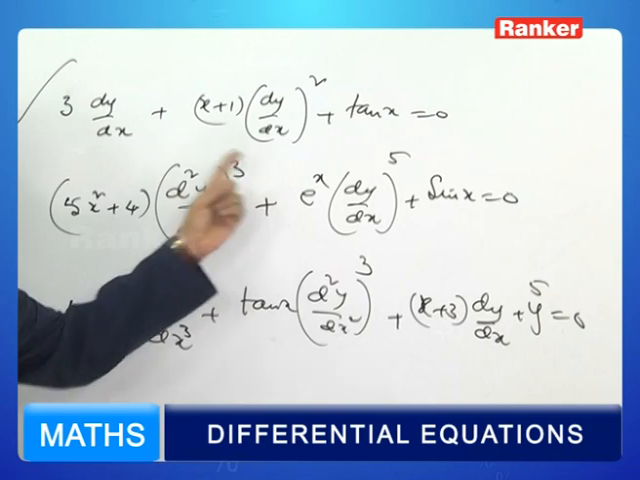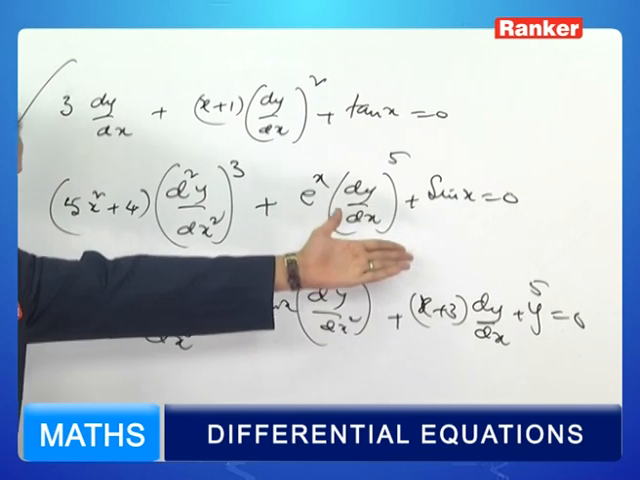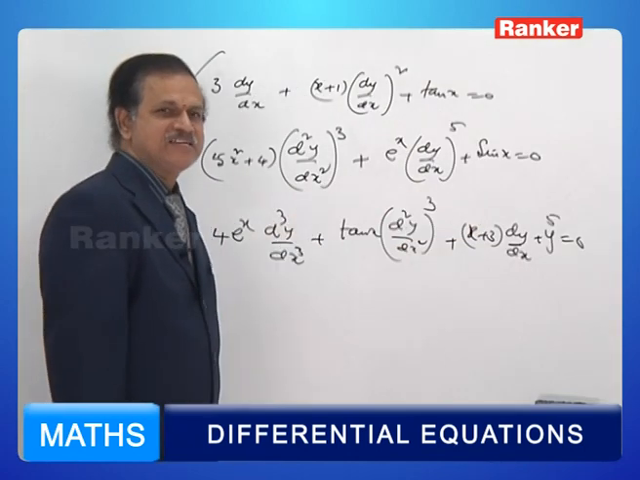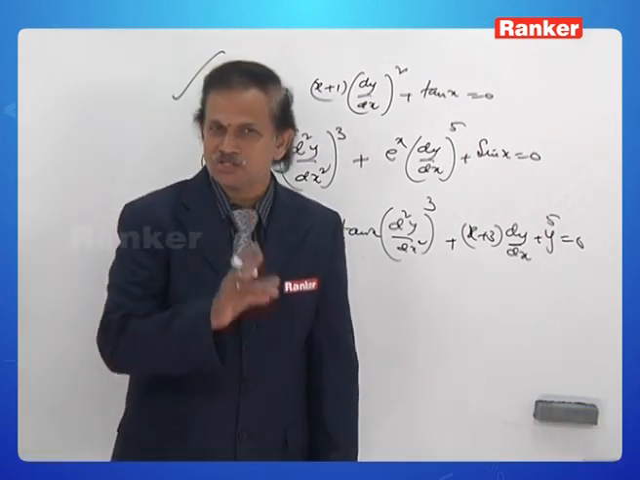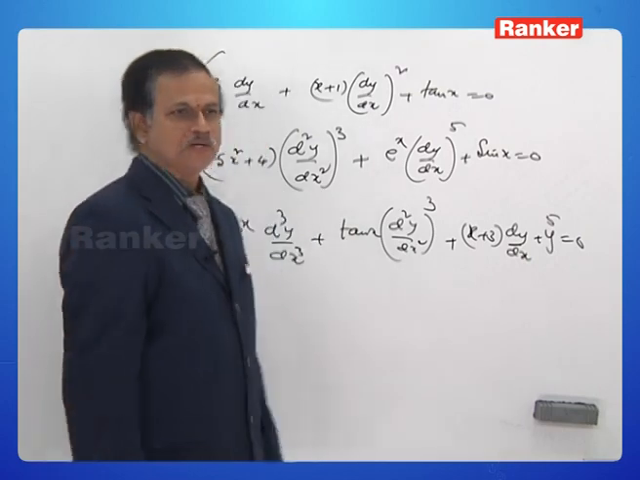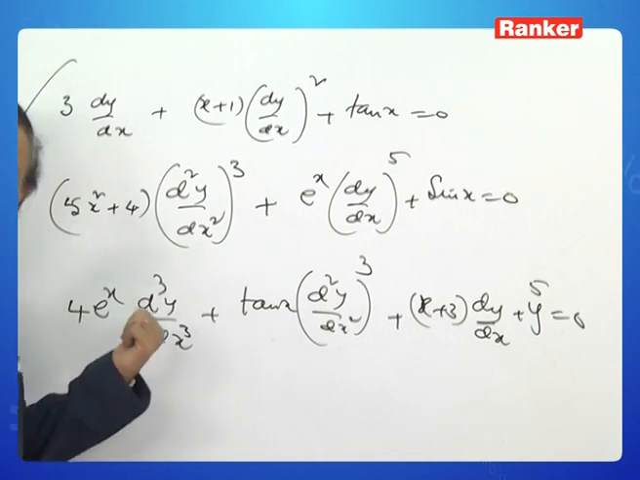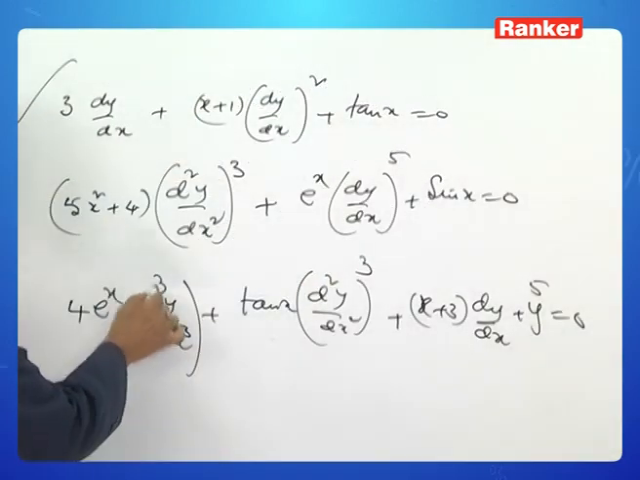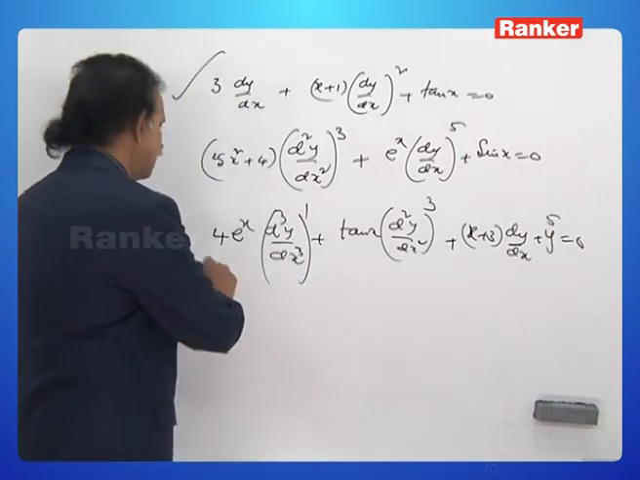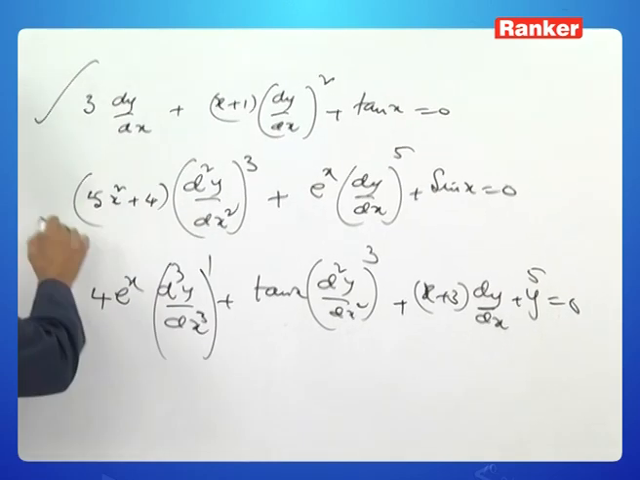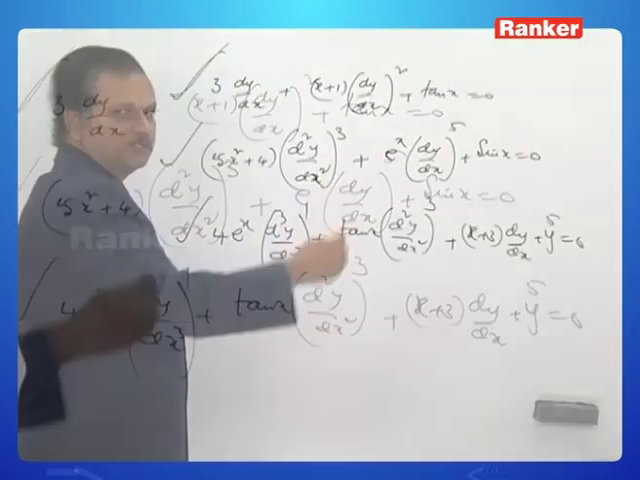Second order, third degree. What do you say about this? Whole power 3 is there. Whole power 5 is there. You do not look at that. You have to look at the largest order derivative only. What is the largest order derivative here? d cube y by dx cube is there. So it is a third order derivative. Its exponent is, there is no exponent written, it is 1. So what is it saying? This is of third order, first degree. This is second order, third degree. This is first order, second degree.